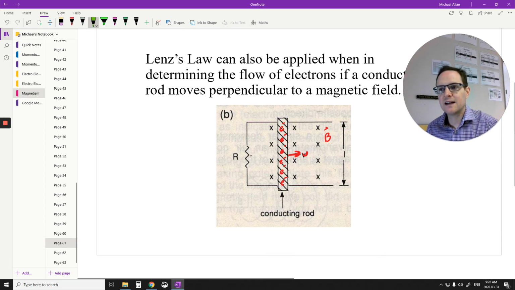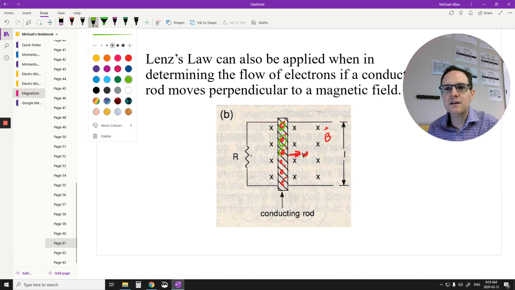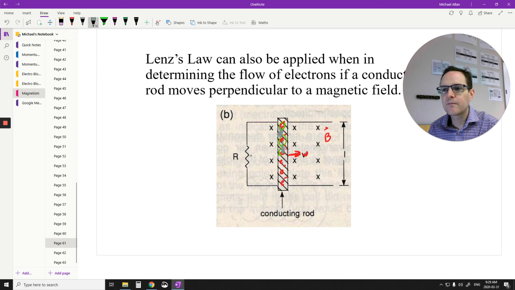So all these little electrons in here, they're going to get forced downwards. Sorry, I'm erasing them by accident. Okay. So all of these electrons start moving down. So they all go downwards. I'm just going to use a thicker pen here. So they're all going down now. They all start moving this way. So that's the electron flow.